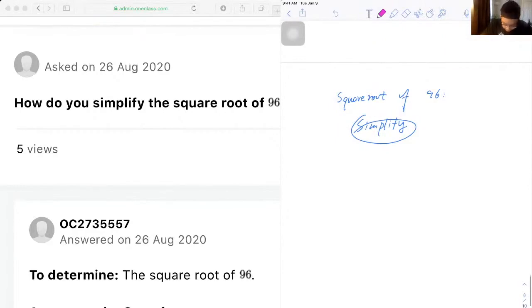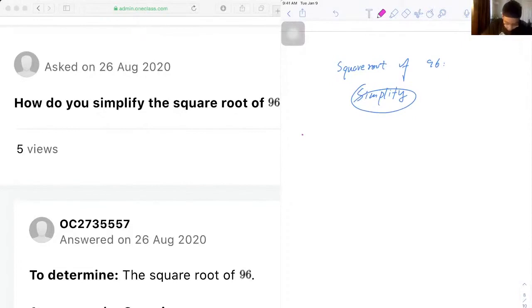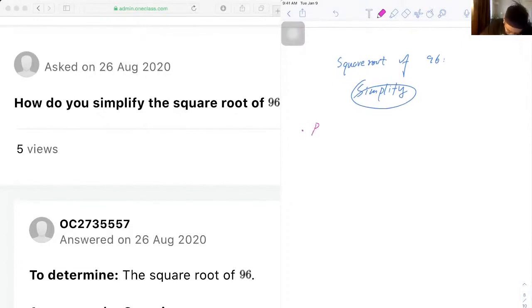So first thing we need to do is what we call the prime factorization. Prime factorization.